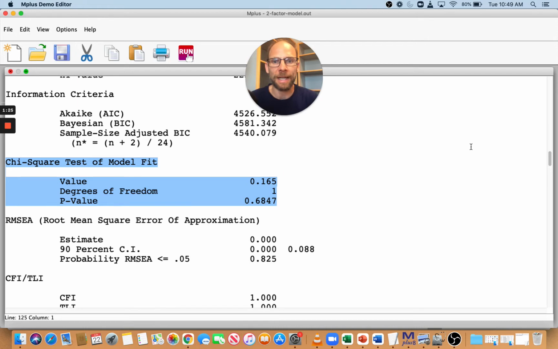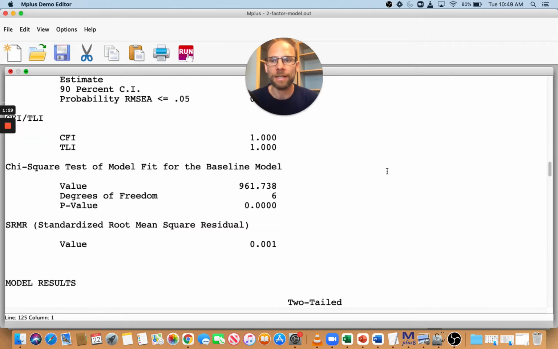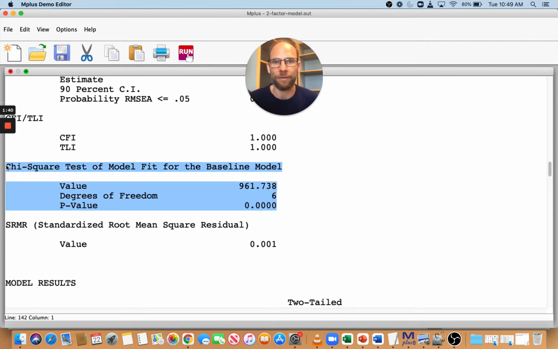Now what about the second test? When you scroll down a little bit, you can see that there's another chi-square test, and this one is called chi-square test of model fit for the baseline model. And so again, you get a chi-square value, you get degrees of freedom, and you get a p-value. And you can see that chi-square does not look good, right? So that chi-square value is extremely high, 961, 6 degrees of freedom, and it's extremely highly significant. The p-value is extremely small. So that shows us the baseline model is rejected.